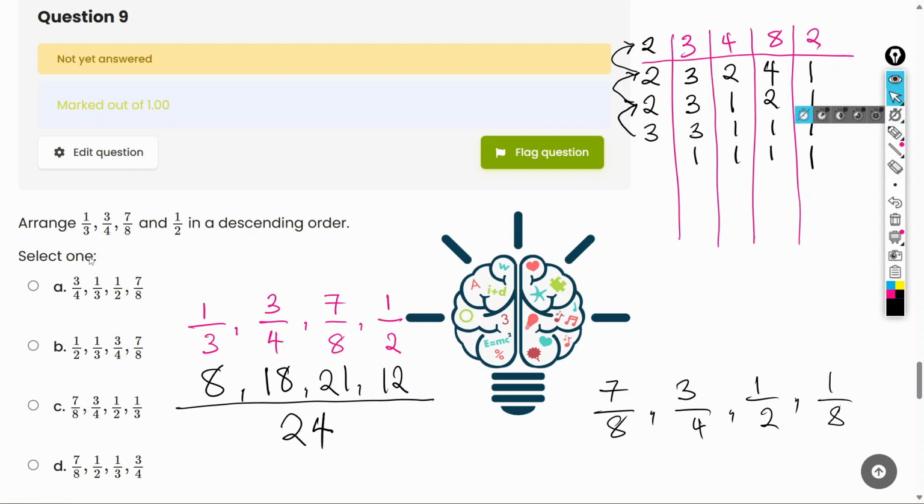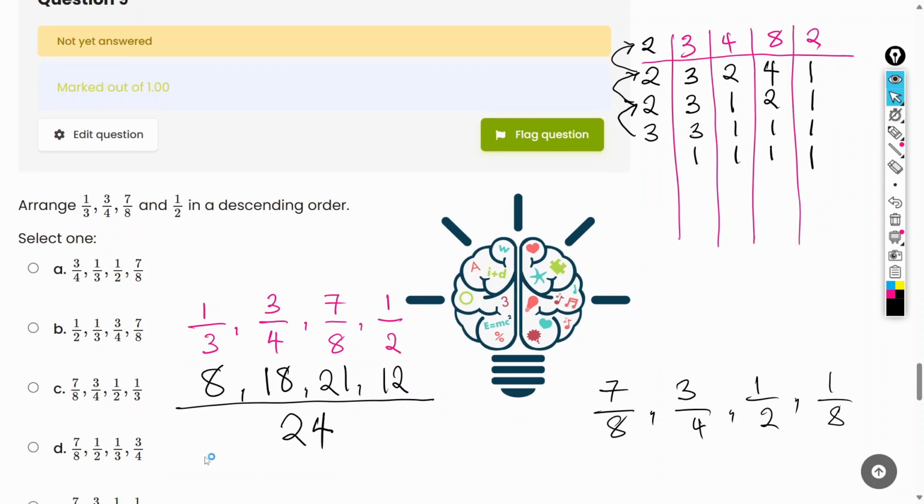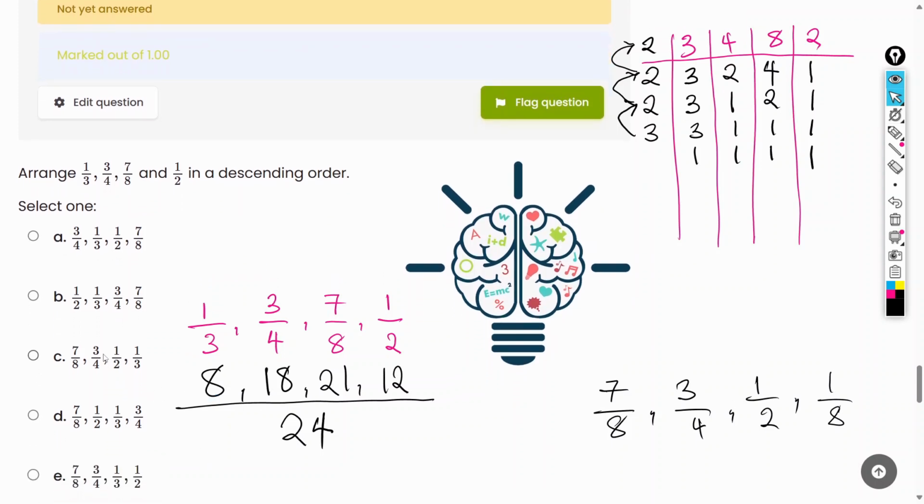So our correct answer: 7 over 8, 3 over 4, 1 over 2, 1 over 8. Sorry, this should be 1 over 3, not 1 over 8. So 1 over 3. So 7 over 8, 3 over 4, 1 over 2, 1 over 3, right here.